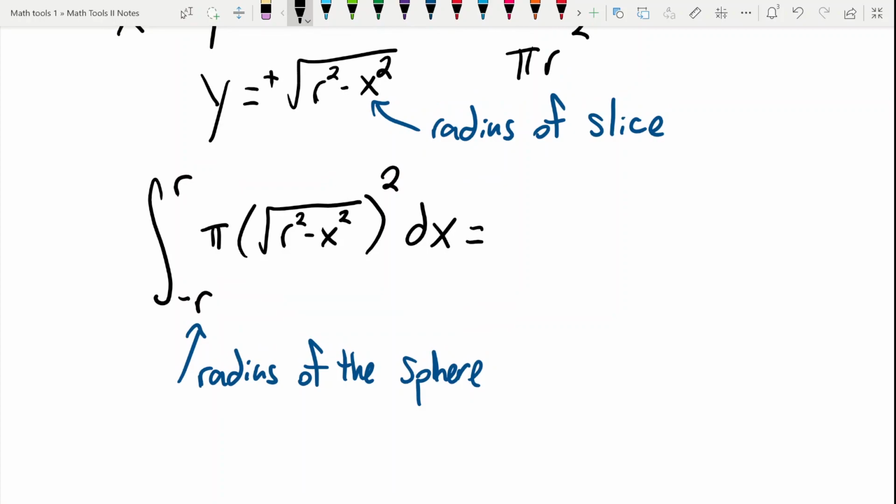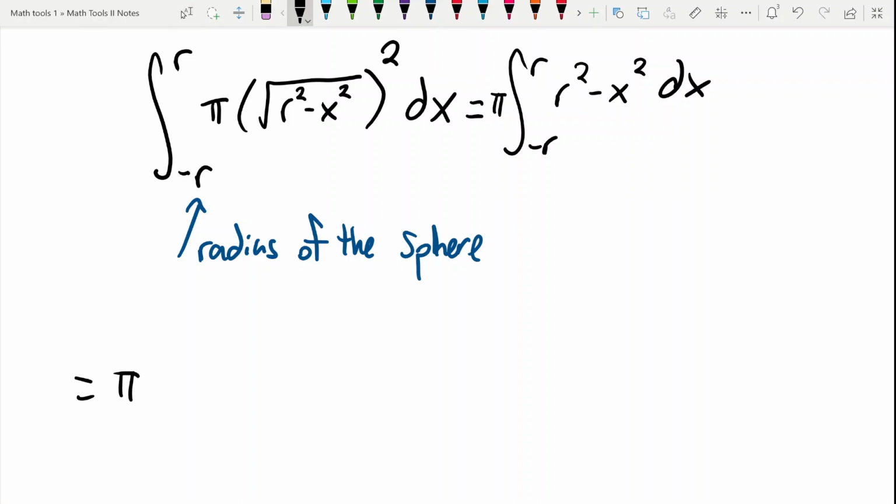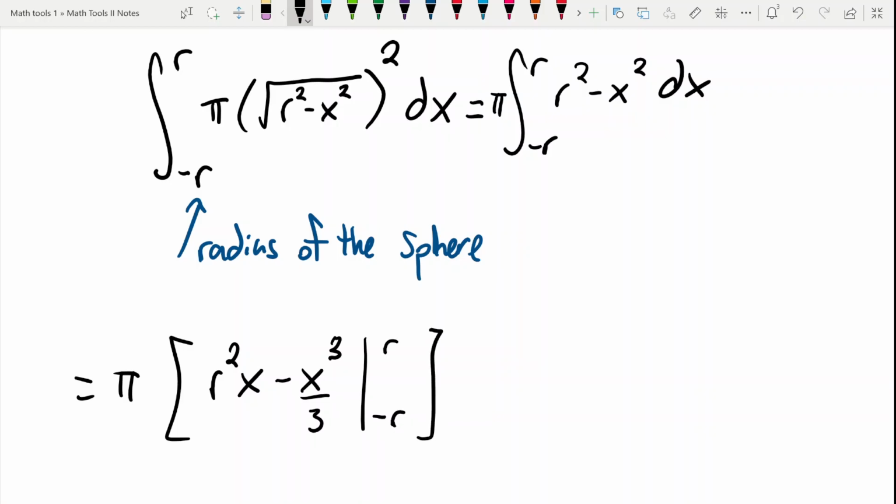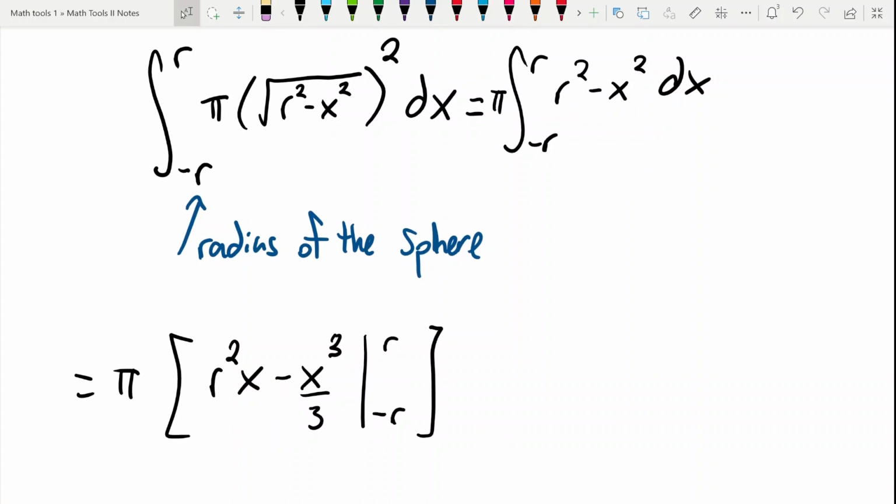Luckily, with the squared and the square root, these will cancel. We could take the pi out of here. I'll move down here. So we have pi times r squared x. Remember, we're integrating with respect to x, so r squared is just a constant. Then r cubed over 3, from negative r to r. Some people like to just do half of it and then multiply by 2 because it is symmetric. That's fine too. So we're just kind of doing it the long way here.